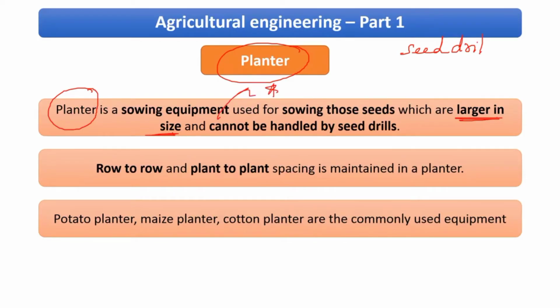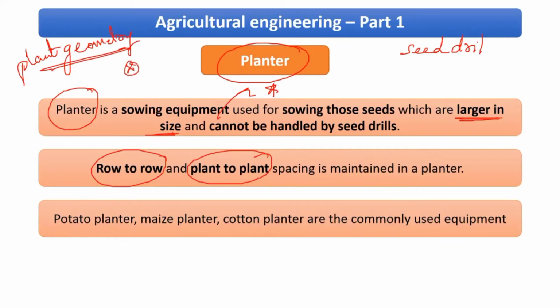When you're using a planter, row to row and plant to plant spacing is maintained. Now you need to go back to plant geometry. This topic was explained in an elaborate manner while we were dealing with agronomy, so I'm not going to take it up. I really hope that you revise. Just quickly, these are rows. This is row to row spacing, this is plant to plant spacing. Based on this, we have various patterns available: hexagonal, square, rectangular. Just stopping myself here, otherwise I will open up the entire plant geometry.